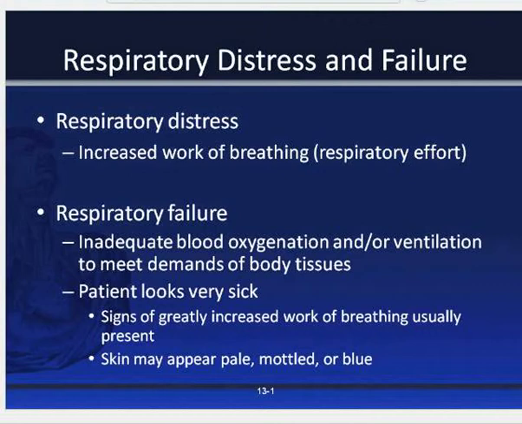In respiratory failure, there is inadequate blood oxygenation and/or ventilation to meet the demands of body tissues. A patient in respiratory failure looks very sick and is often very tired. Signs of greatly increased work of breathing are usually present, such as nasal flaring, pursed lips, use of accessory muscles. The patient's skin may appear pale, mottled, or blue, which is called cyanotic. If respiratory failure is not corrected, it will usually progress to respiratory arrest.